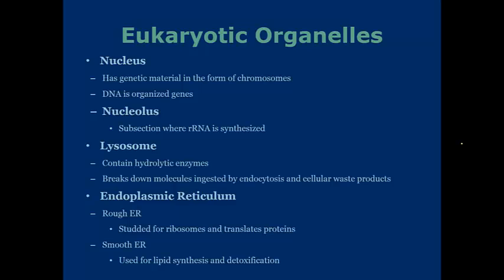The endoplasmic reticulum is divided into rough and smooth. The rough endoplasmic reticulum can be characterized because it's studded with ribosomes, and it translates proteins. The smooth has no such studding. It's used for lipid synthesis and detoxification.